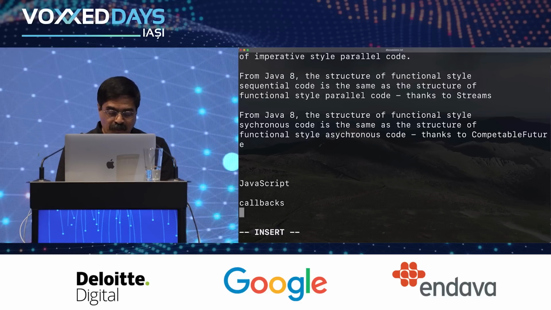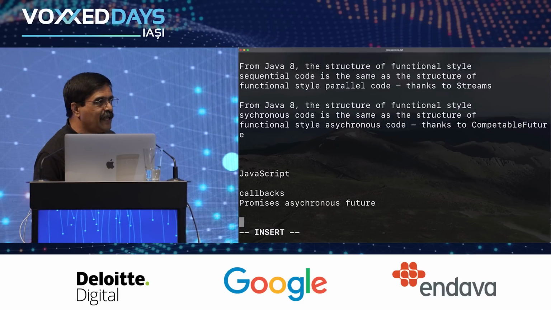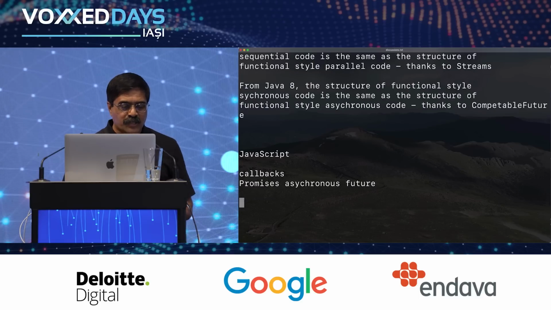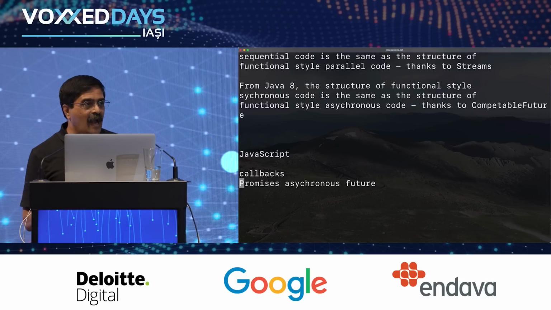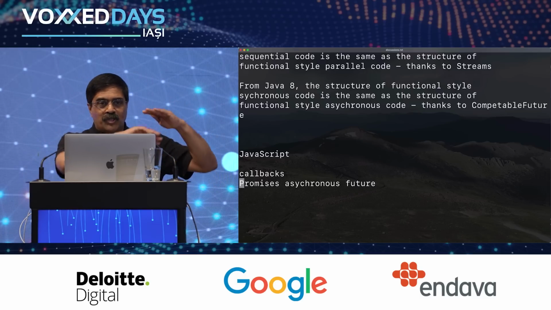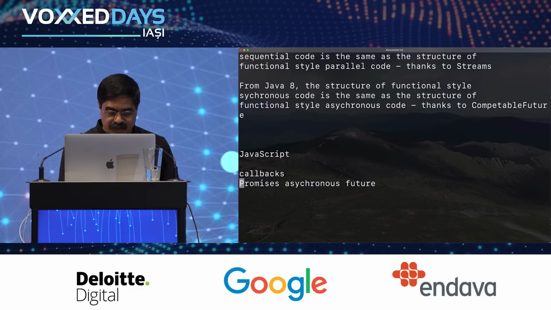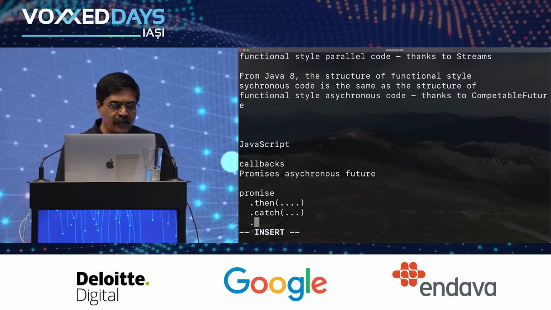So JavaScript introduced a concept of promises. Promises really are some kind of an asynchronous future. That's what it really is. Promises were introduced in JavaScript, and you can use promises to make asynchronous calls. And rather than having callbacks, you chain the next call to a promise. You take a promise that a function returns, and then you say then, and these are called thenable, and you can also do a catch to handle an exception, and so on.